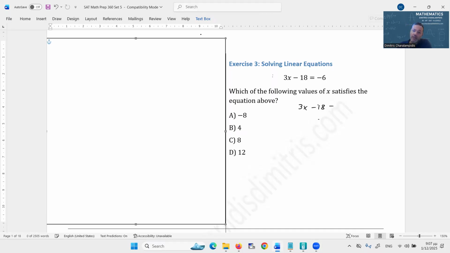3x minus 18 equals negative 6. I will isolate first the term that contains x, that is 3x. So I'm going to have it written as 3x equals 18 minus 6. This means that 3x should be equal to 12. And then by dividing both sides by 3, I get that x should be equal to 4, which means that for this particular exercise, the right answer would have been B.